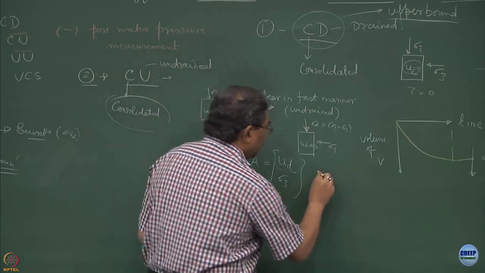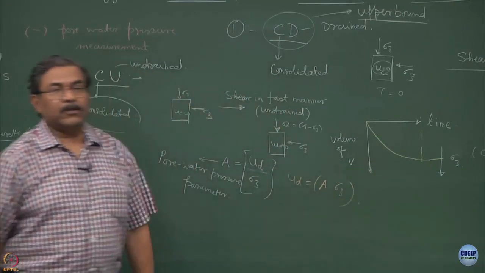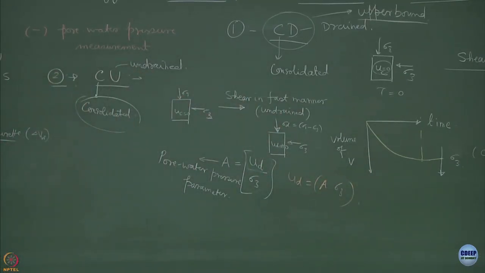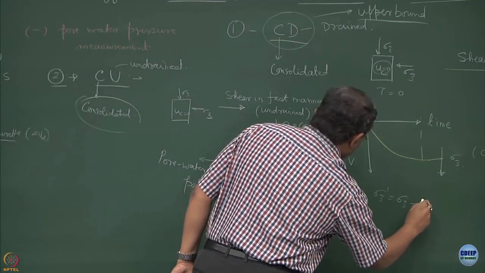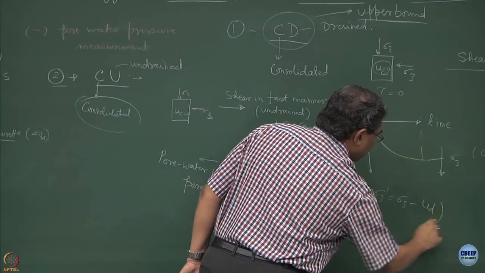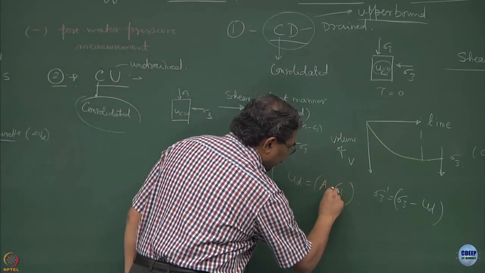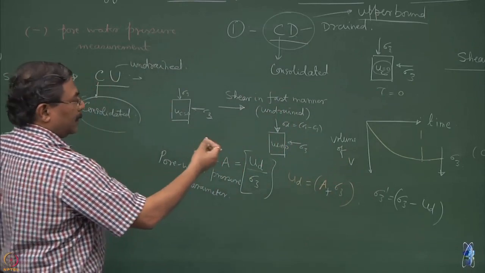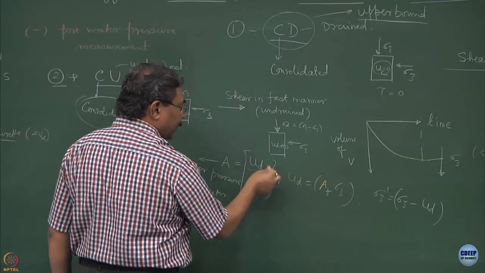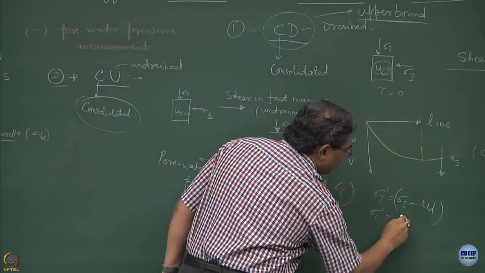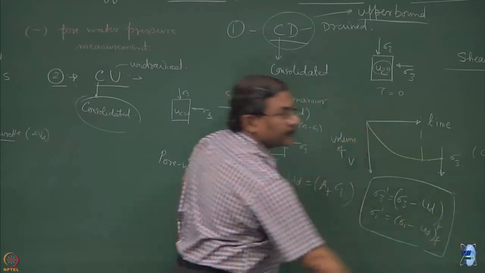So I can write now, the pore water pressure is equal to A into sigma 3. Once you have got the pore water pressure, your effective stresses can be obtained. So that means your sigma 3 prime will be equal to sigma 3 minus UD. And normally we write this at failure, because A is at failure. The pore water pressure is going to be a function of sigma 3 unless you achieve the failure, clear? And then sigma 1 prime will be equal to sigma 1 minus UD at failure.